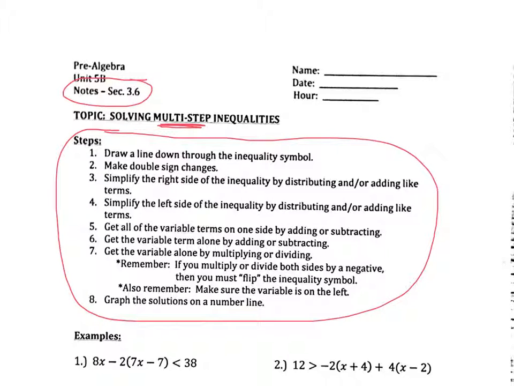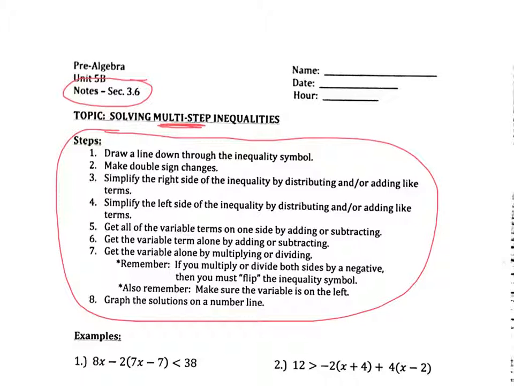Number 1, draw a line down through the inequality symbol. Number 2, make double sign changes. Number 3, simplify the right side. It means you need to maybe distribute or add like terms. Then simplify the left side by distributing and adding like terms. Get all the variable terms on one side. Then get the variable term alone. Finally, get the variable alone.